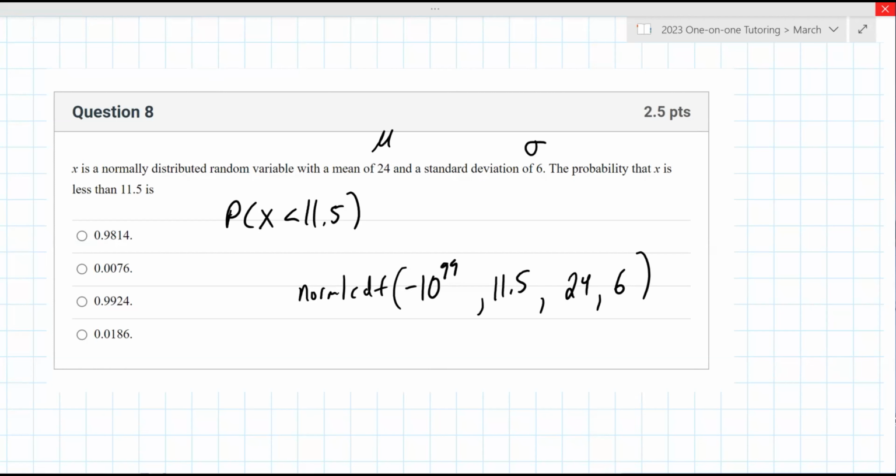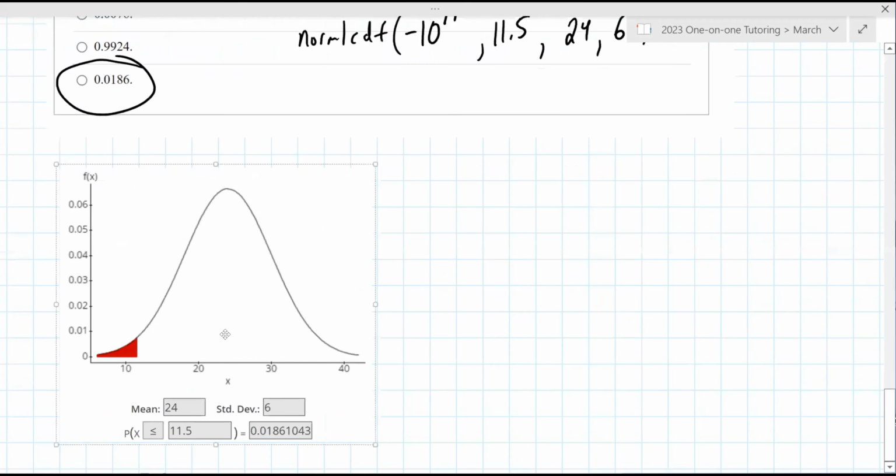All right, so we got stat calculators, normal. You said mean of 24, standard deviation of 6, and we want less than 11.5, and we'll compute that. So it ends up being this last one here. Let me snip in a picture of that so you can see it in case you want to look at it later on. There's a million of these calculators out there. I just happened to find this one.